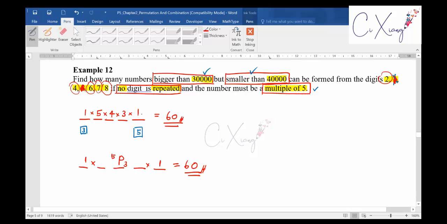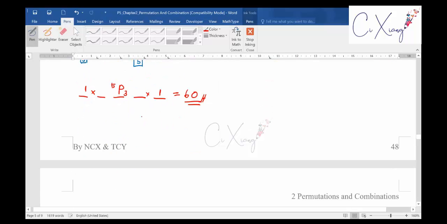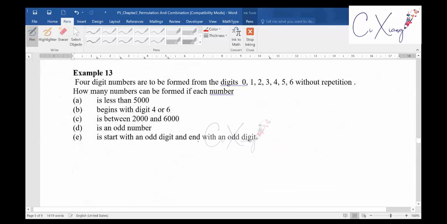Okay, alright, so this is what we have for example 12. Okay, so let's continue to example 13.